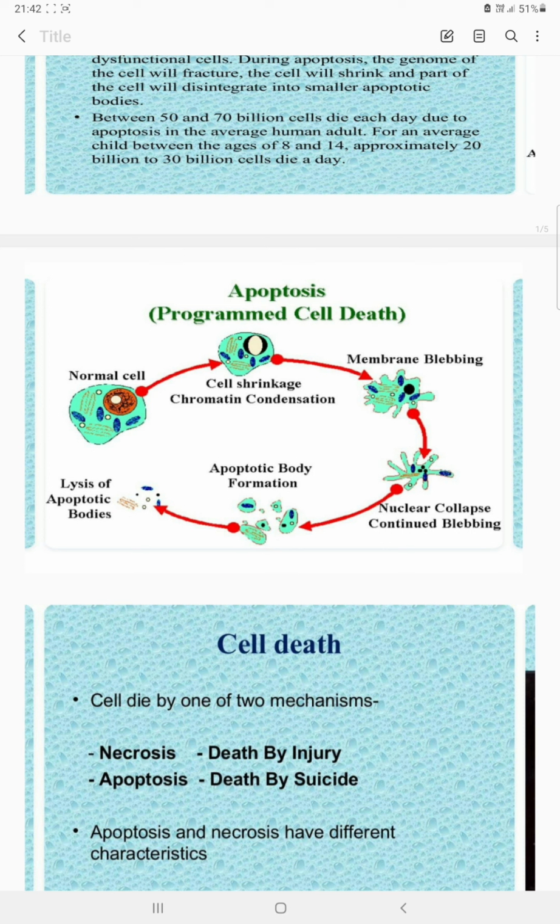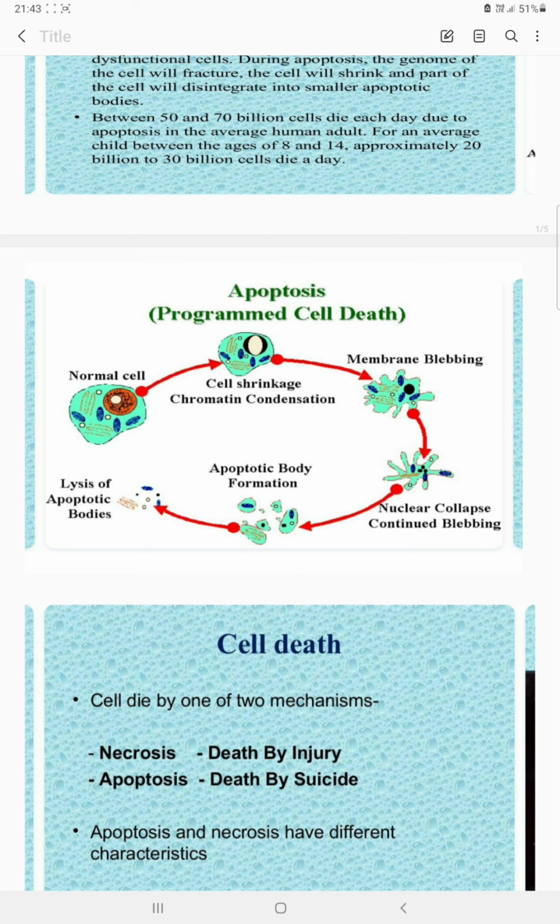Now, another thing that happens after the cell shrinkage is membrane blebbing. In this, the membrane loses its integrity, so it is not able to maintain its shape, and you can easily see it looks like an amoeba. It's not able to maintain its proper cell shape as well.